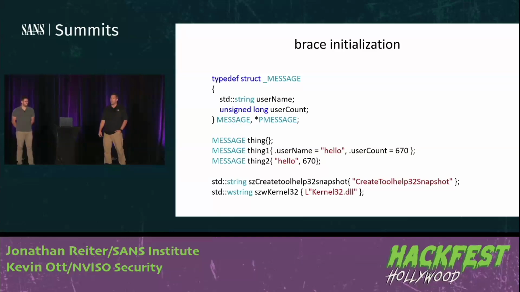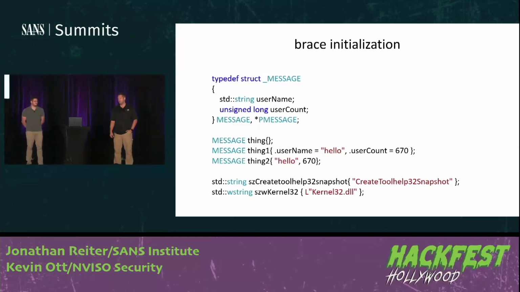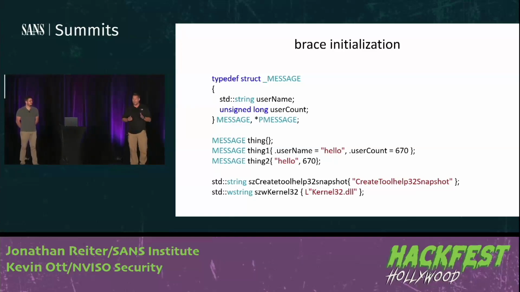You could go ahead and be explicit about that and just put the 0 in there anyway to enhance readability, but you really don't have to. Another option for thing 1 is you can use dot notation inside of the braces and say .username and initialize that. And you can do .user_account and initialize that with 670.